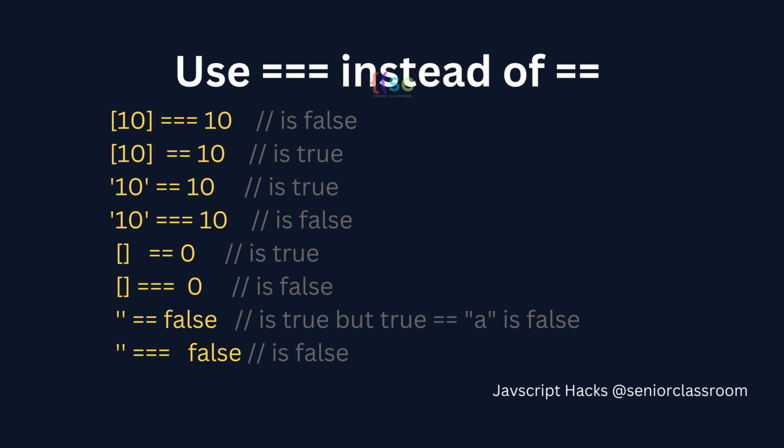Use triple equal instead of double equal. The double equal or not equal operator performs an automatic type conversion if needed. The triple equal operator will not perform any conversion. It compares the value and the type, which could be considered faster than double equal.